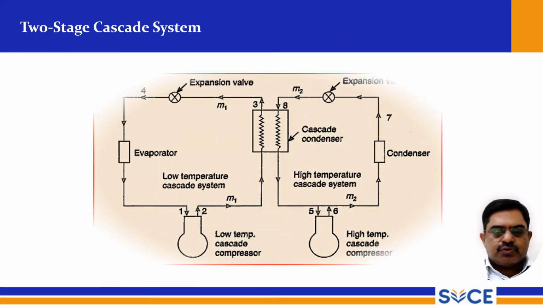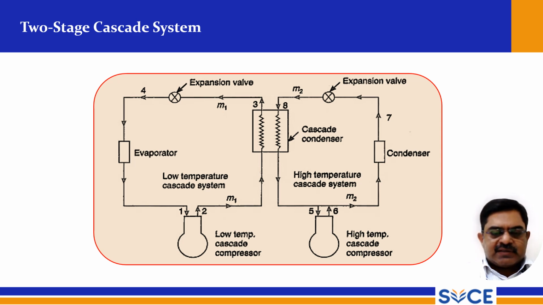So this is the two-stage cascaded system. As I said earlier, this is the low temperature cascade system. This is the evaporator and this is the condenser. This is the cascaded condenser, the low temperature cascade compressor, and this is the high temperature cascade compressor. So we have two stages, the LT stage and the HT stage, and here this acts as the cascaded condenser. So two refrigeration systems are cascaded like this using the cascaded condenser.